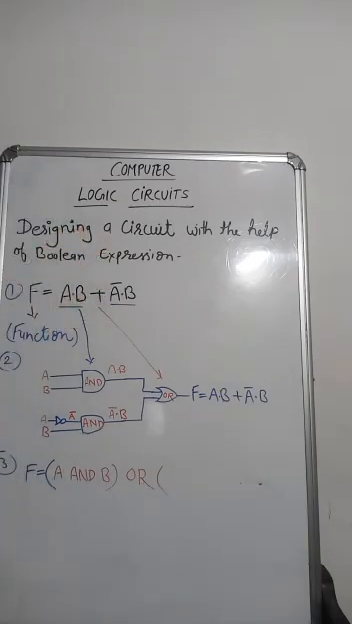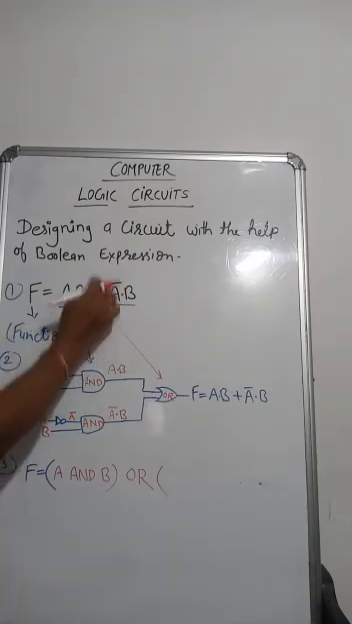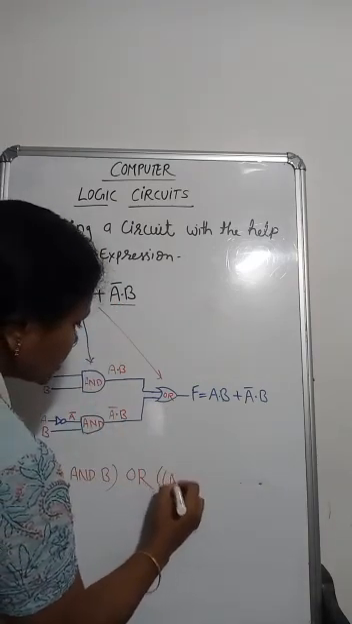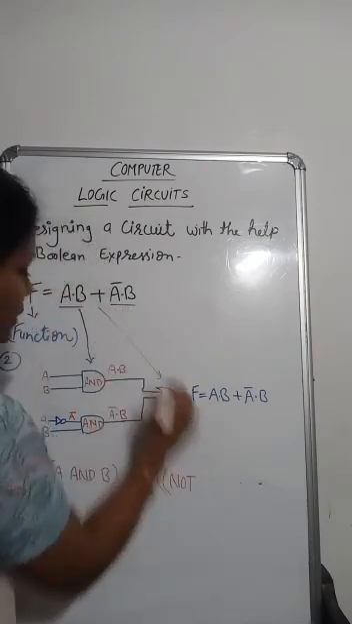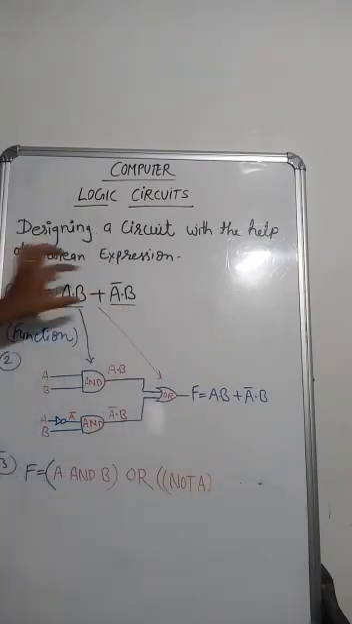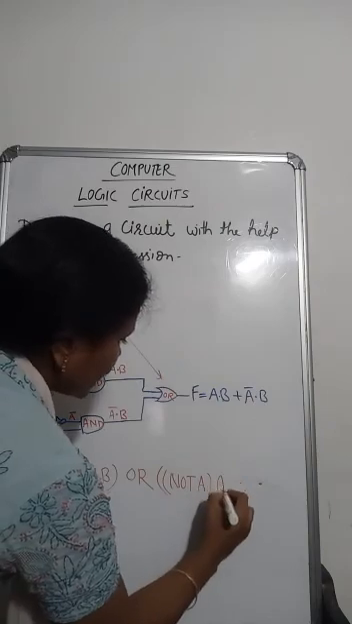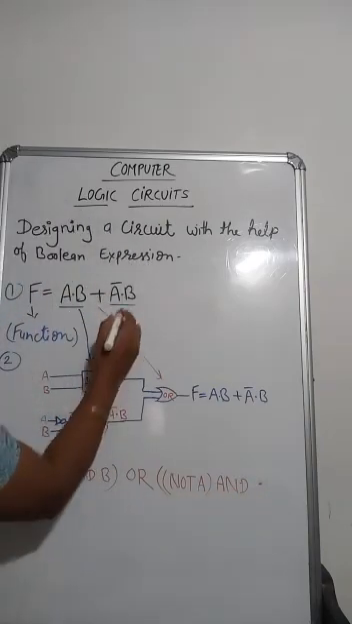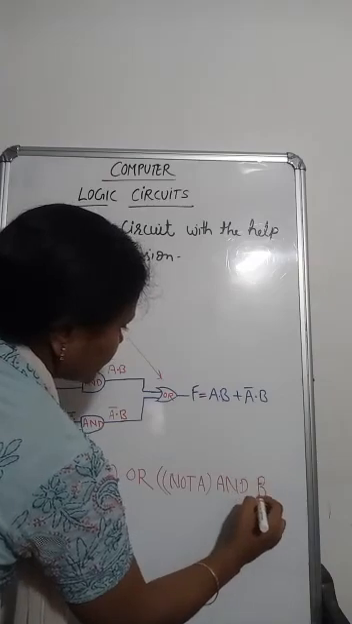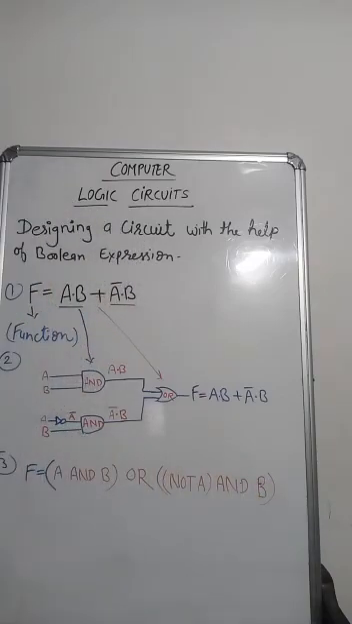A bar, it means NOT, NOT gate, NOT A bracket close, and again here dot, it means AND gate and B. Okay, so this is called function, this is called Boolean logic circuit, and this is the expression.